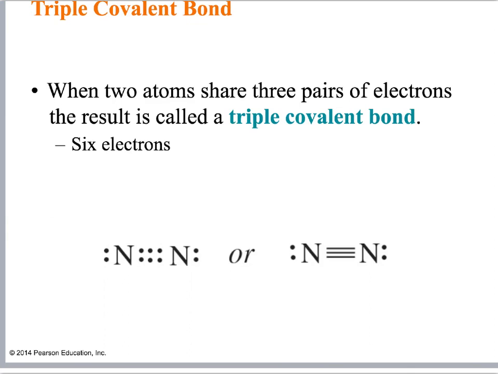And finally, you can also have triple bonds, and that's simply 6 electrons, or 3 pairs, that are shared between 2 atoms, and diatomic nitrogen is one of those cases. That's it for this first PowerPoint.